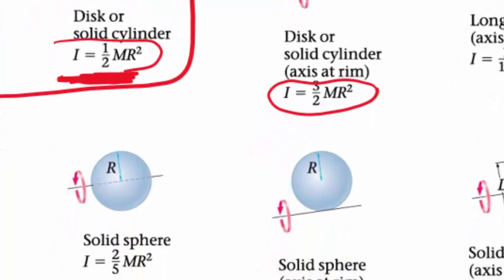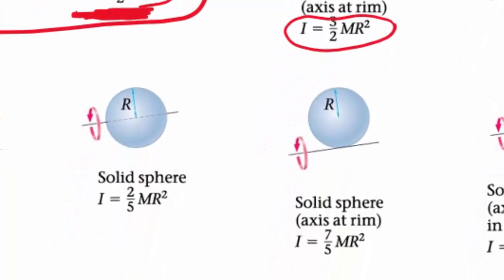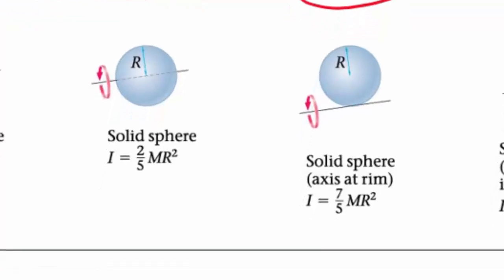You have a sphere rotating around its center versus a sphere rotating around its rim, which is around 3.5 times harder than rotating it around its center. Because this is 2/5, this is 7/5. That's 3.5 times bigger moment of inertia. All right, so you need to keep in mind here regarding moment of inertia, it depends on not only the type of object, but also the distribution of the mass around the axis of rotation.